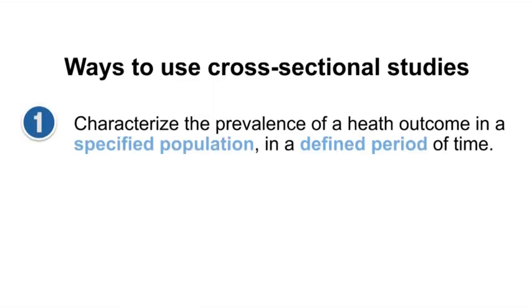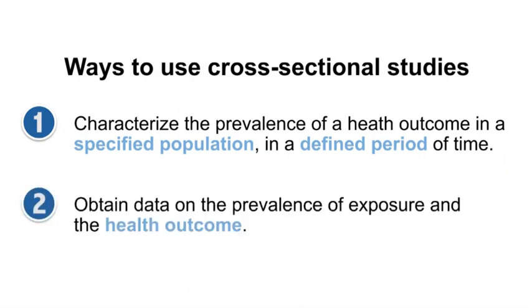Some cross-sectional studies characterize the prevalence of a health outcome or disease in a specified population in a defined period of time, i.e., prevalence. Other cross-sectional studies obtain data on the prevalence of exposure and the health outcome or disease for the purpose of examining the association of these two variables. For example, is smoking prevalence among adolescents related to smoking prevalence of parents?